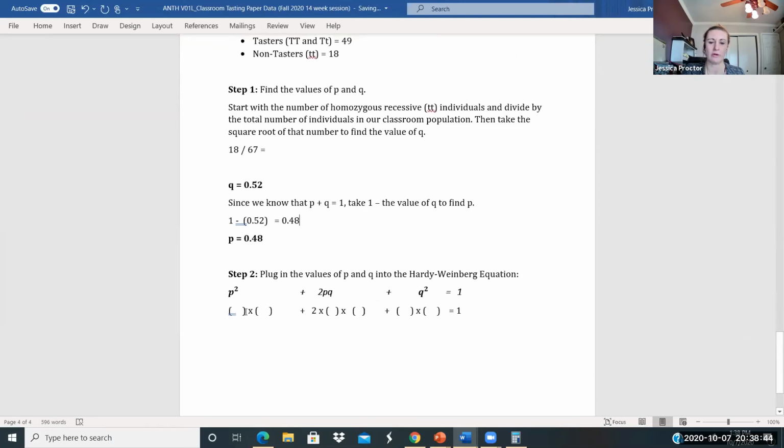All right, and then step 2, we're going to plug our now known values of P and Q into the Hardy-Weinberg equation. Our first part is the P squared. So we're going to take our value of P and plug it in twice, because remember, P squared is the same thing as the value of P multiplied by the value of P. And then the middle part of our equation, the 2PQ. We see a P, so we plug in the value of P. We see a Q, so we plug in the value of Q.